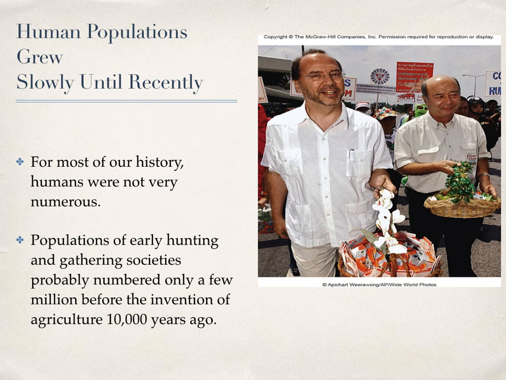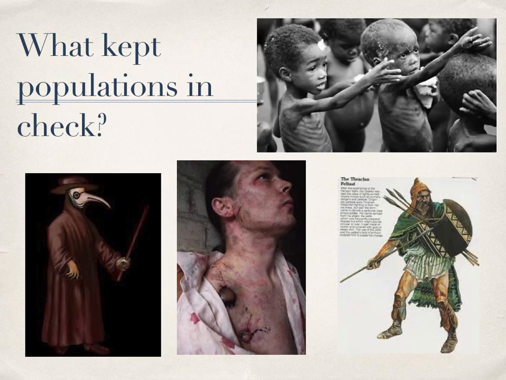For thousands of years, the number of humans increased very slowly. Archaeological evidence and historical descriptions suggest that only about 300 million people were living in the 1st century AD. So what kept populations in check? In general, 3 things were responsible: disease, famine, and war.